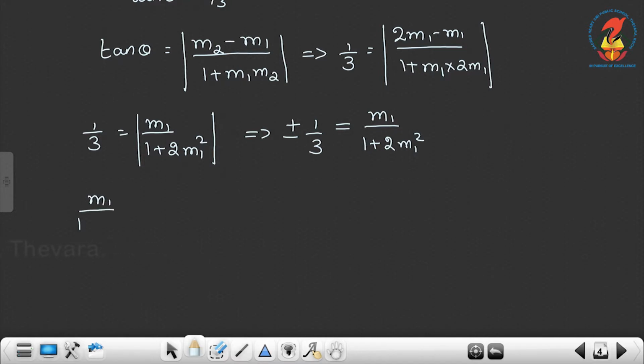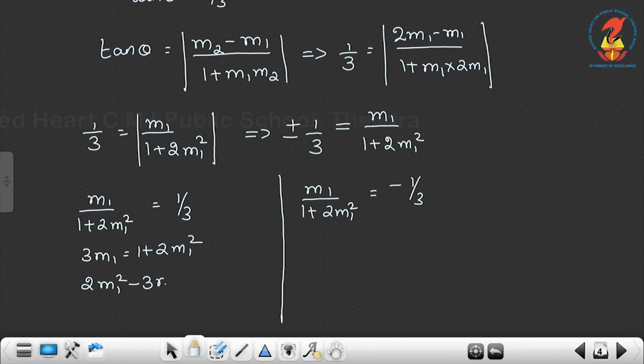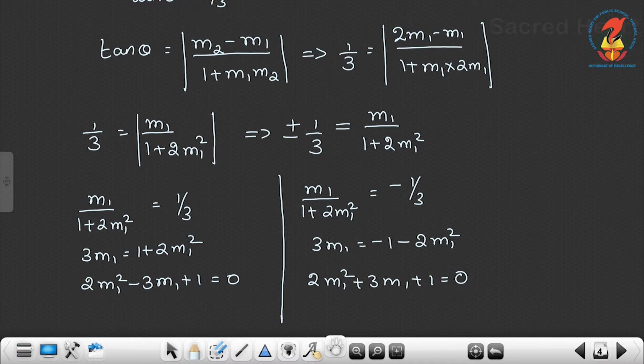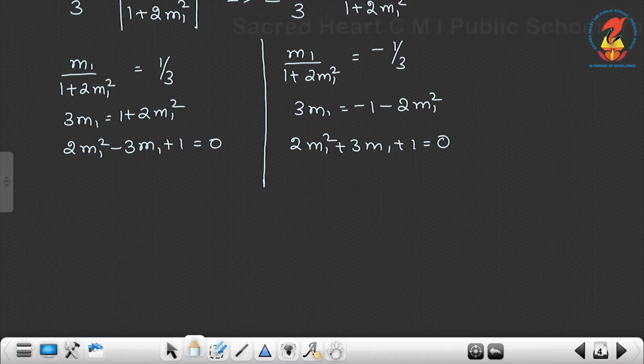So, M1 by (1 plus 2 M1 square) is equal to, first I am taking plus 1/3. Then the same way you have to take the minus also: M1 by (1 plus 2 M1 square) is equal to minus 1/3. Cross multiply: 3 M1 is equal to 1 plus 2 M1 square, or 2 M1 square minus 3 M1 plus 1 is equal to 0. A quadratic equation. Here also 3 M1 is minus 1 minus 2 M1 square, or 2 M1 square plus 3 M1 plus 1 is 0. Now, using the quadratic formula we can solve, or by splitting the middle term, whatever.